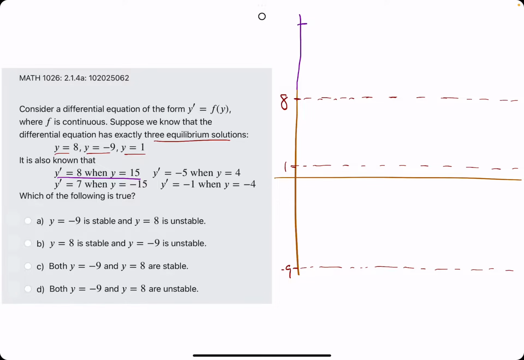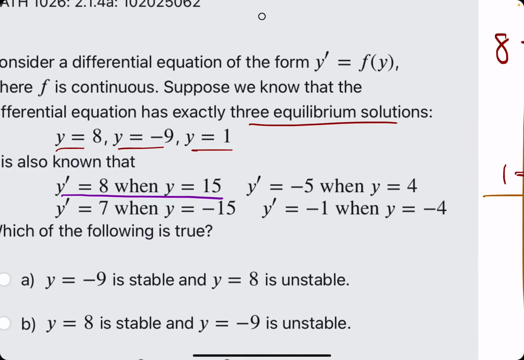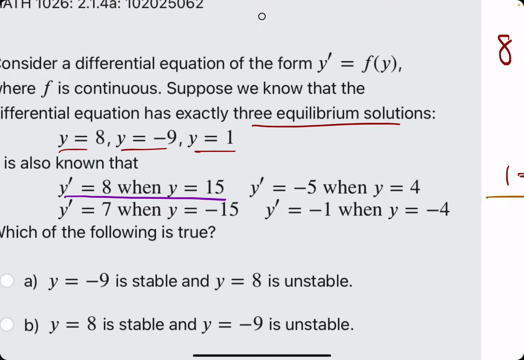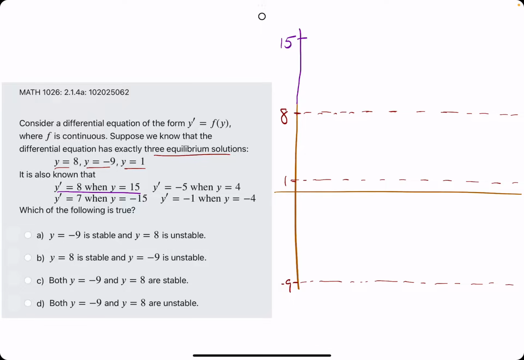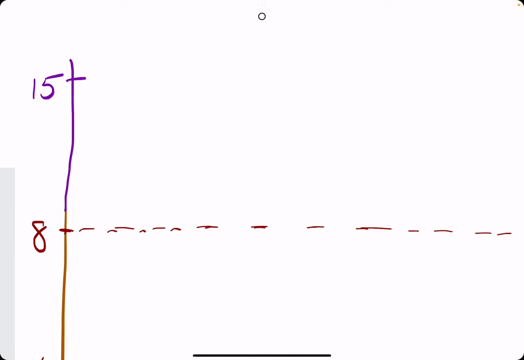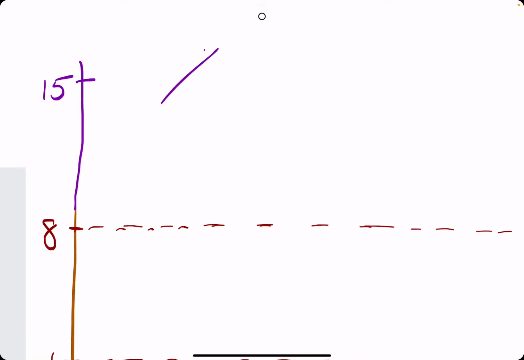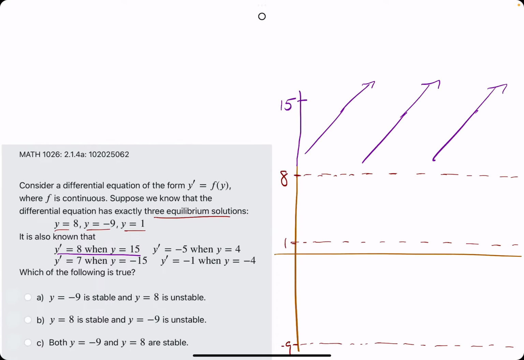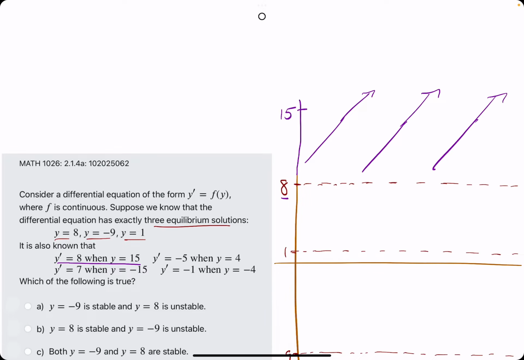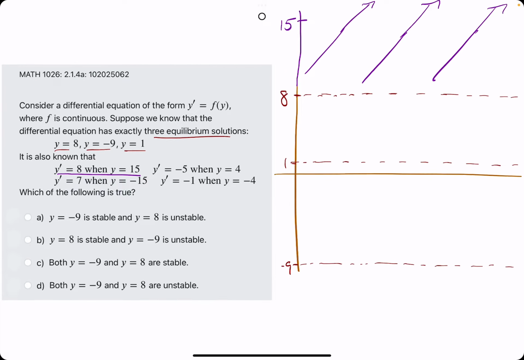Let's check it out. I need to extend this all the way to y equals 15. What do they tell us about y equals 15? They say y prime is 8. We don't have to draw exact slopes of 8, but we do need to draw lines that have positive slopes, because 8 is a positive number. So across 15, we have positive slopes, and we can sort of exaggerate them so that they're really showing that they're going away from the equilibrium solution of 8. And that's kind of a hint to the stable and unstable stuff.